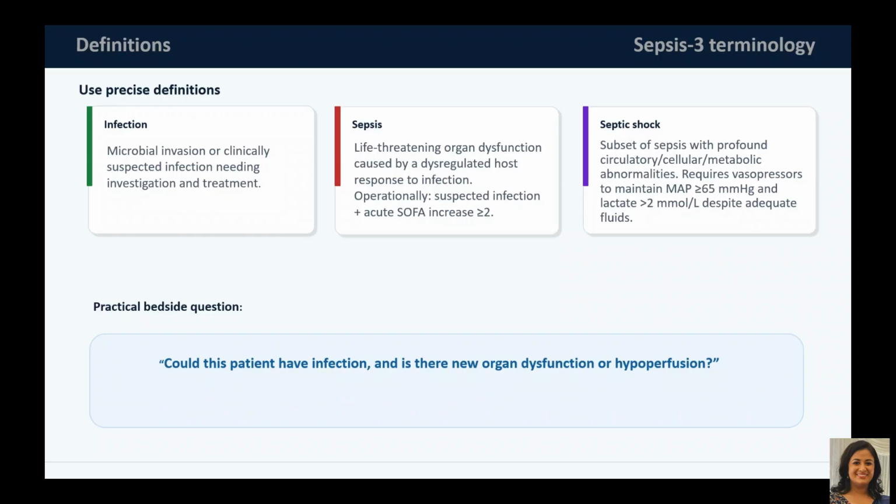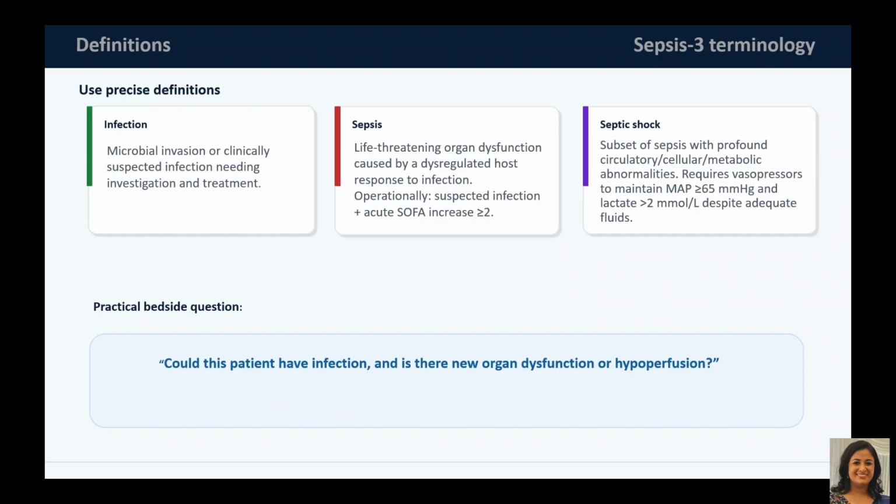So in clinical setup, we see that if the patient is requiring inotropes to maintain a MAP of more than 60 to 65, we say, okay, that the patient is in septic shock. And also, despite adequate fluid resuscitation, if the patient's lactate is remaining more than 2, again, we are saying, okay, the patient is in septic shock.